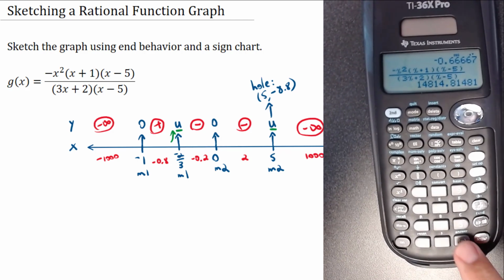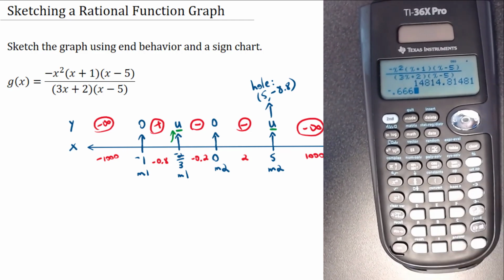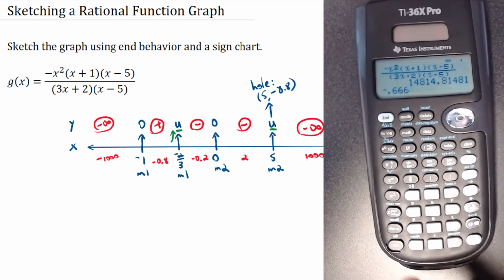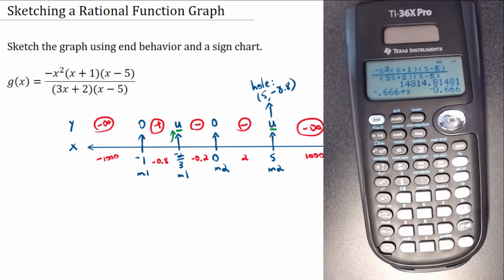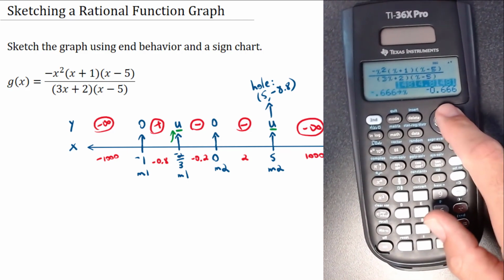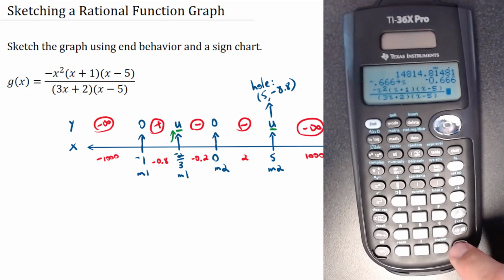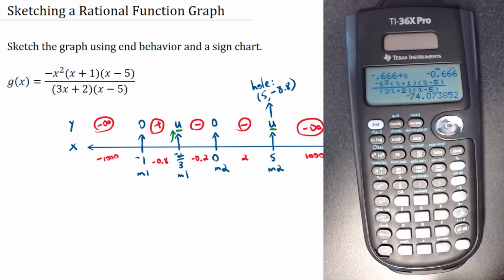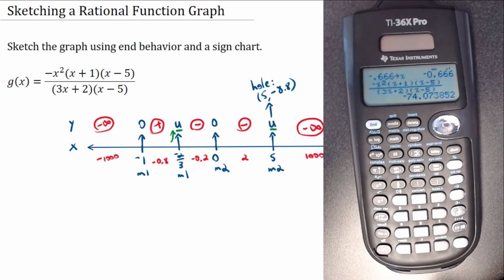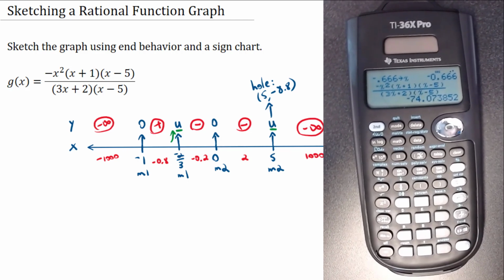So this time I'll use negative 0.666. That's slightly to the right of negative 2/3. We'll store that for x. Calculate the output of our function. And we get negative 74. Okay, so now we get a negative number. Let's get even closer to negative 2/3.